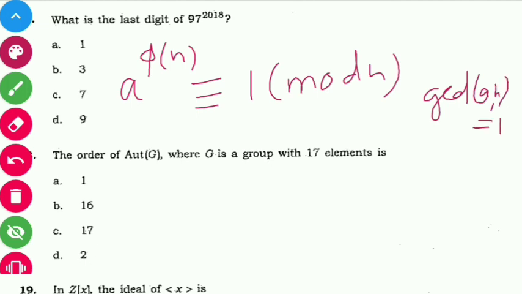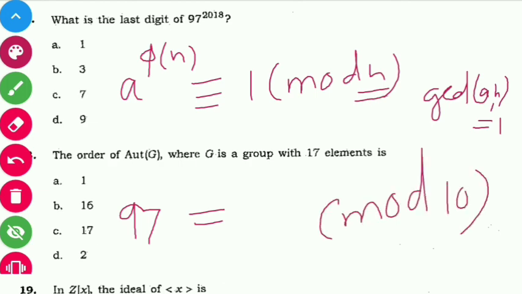ठीक है, now let us take a to be 97. So this gives 97 raised, and we know that we want this modulo 10, right? So mod 10 is 1. Now this is phi of n. So here n is 10. So phi of 10. What is phi of 10?